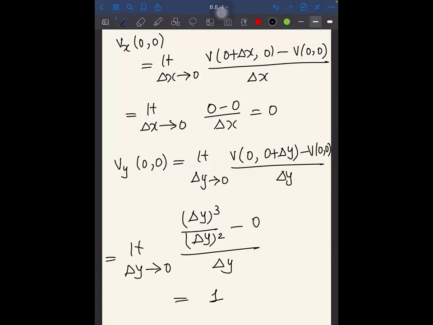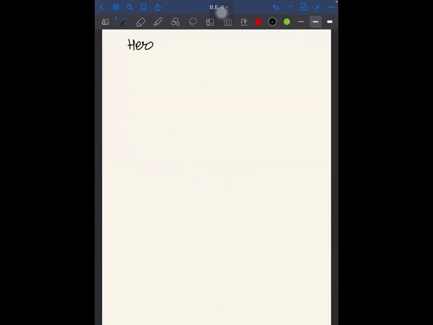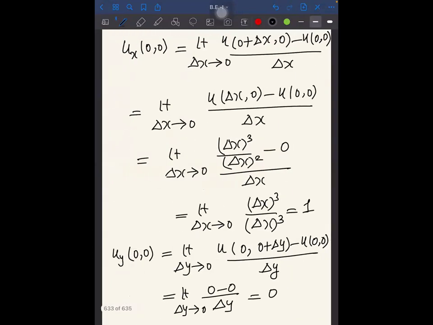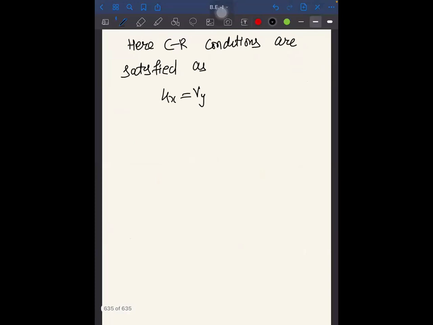So now you see that your Cauchy-Riemann equations are satisfied, but this function is not differentiable, which we are going to do tomorrow. Okay, so here the CR conditions are satisfied as ux is equal to vy. Check: are ux and vy equal? vy is 1, ux is 1, so both are equal. And uy is equal to minus vx as both are 0. Okay, so that's why the CR conditions are satisfied.